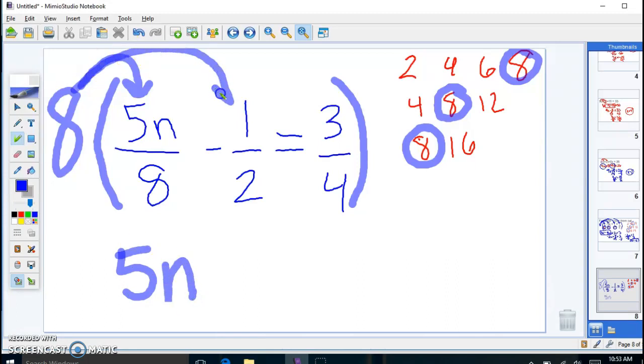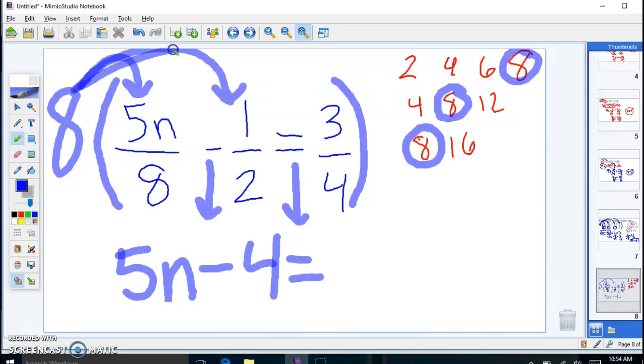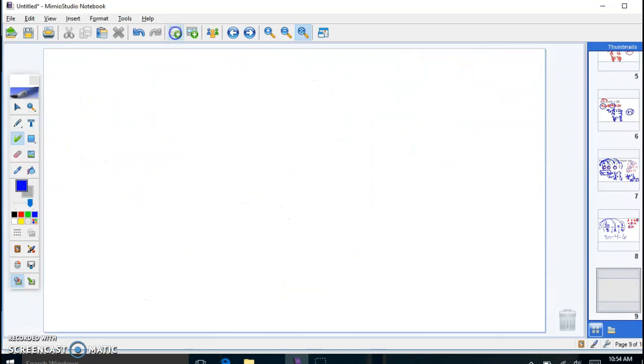8 times 1 is 8, divided by 2 is 4. So instead of having 1/2, we have 4. Notice that subtraction sign drops down. The equal sign drops down. And then 8 times 3 is 24. 24 divided by 4 is 6. So now I have a new equation of 5n minus 4 equals 6. Let's go to the next screen and solve this.